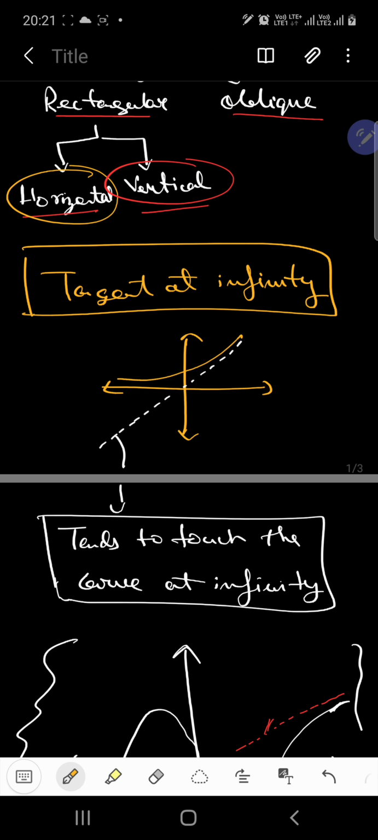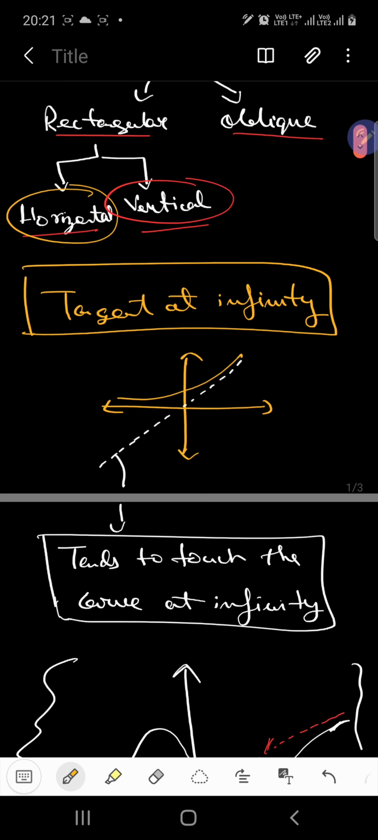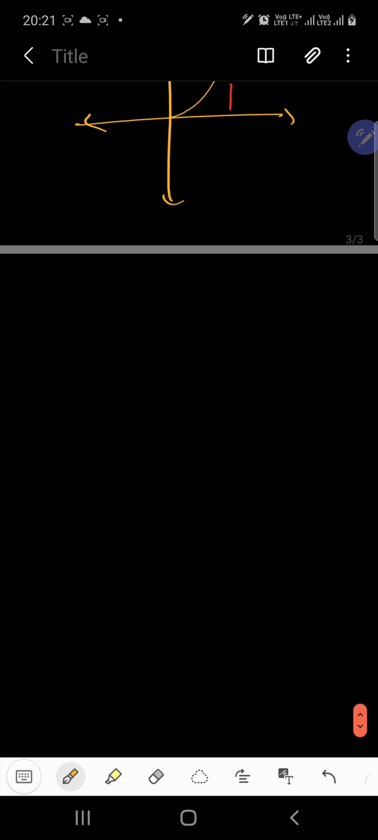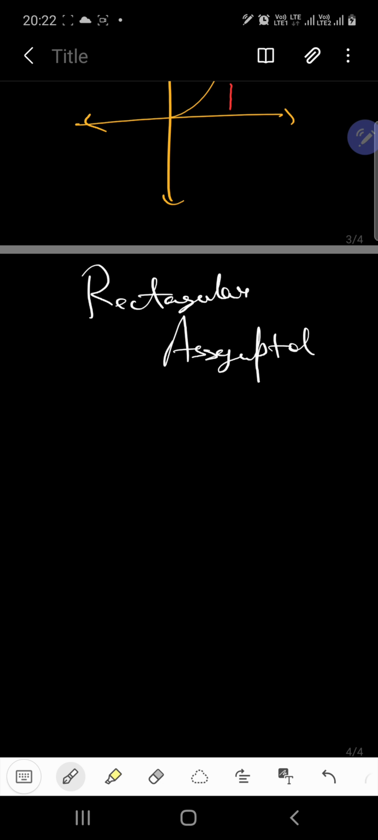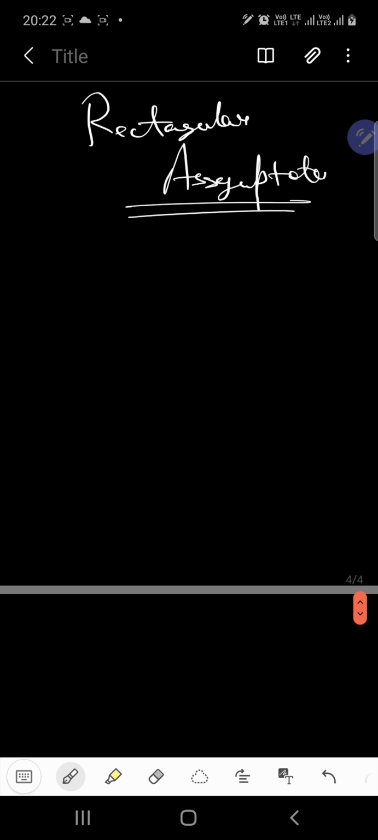Pretty clear, guys. So how can we find rectangular asymptotes and oblique asymptotes? Rectangular asymptotes are very easy to find. So suppose we have a curve, let it be a multivariable curve. Let's say we have z equals 4y² minus x²y² plus 9x².